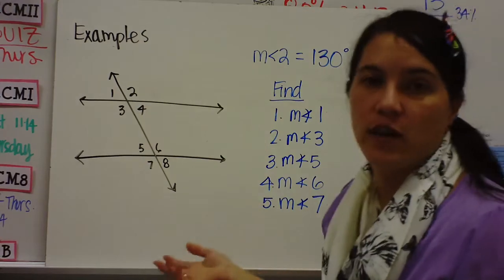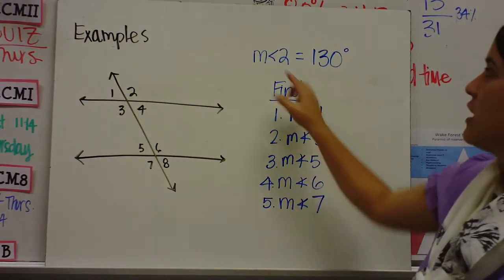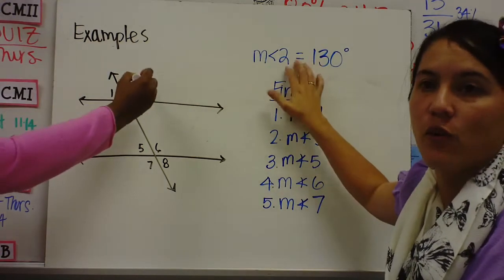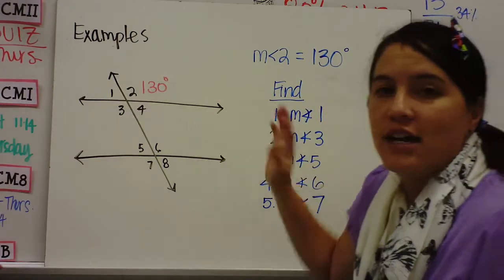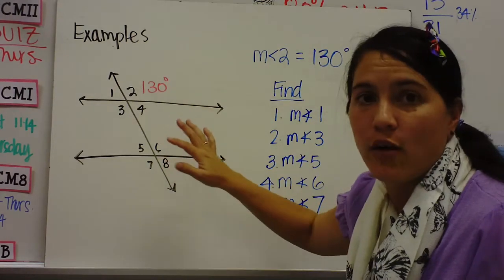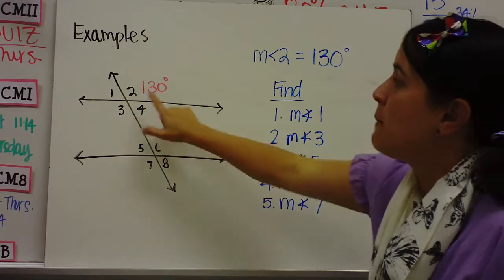Okay. So here's one example. Draw this picture in your notes, and then we're going to answer these questions. Measure of angle 2 is 130. So wherever you see that, you're going to denote that in your picture, 130 degrees. Now my suggestion, before you even start to look at the question, let's just fill in what we know, because you will probably fill it in, and then it'll be easy to answer the question.